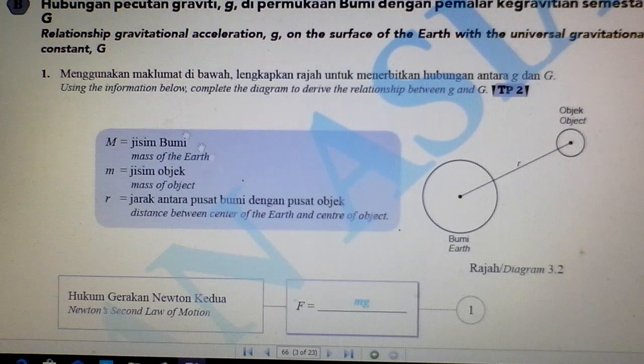Okay, now using the information below, complete the diagram to derive the relationship between small g and capital G, meaning gravitational acceleration and the gravitational constant. So capital M is the mass of the Earth, small m is the mass of the object, and r is the distance between the center of the Earth and the center of the object. Always center to center, because this one involves a large object.